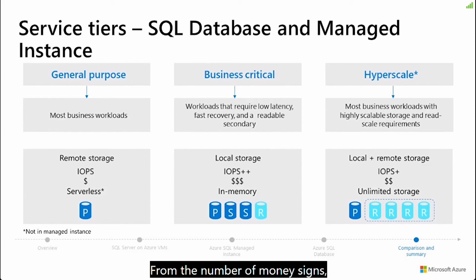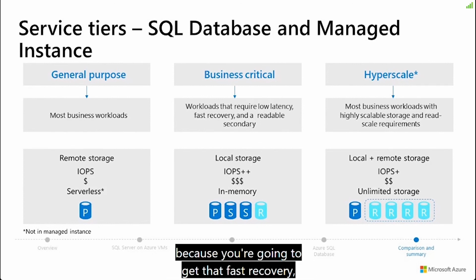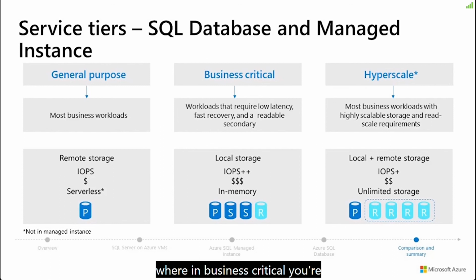From the number of money signs, I tried to do this like you would in a rating app for a restaurant. Business critical is going to be your most expensive option because you're going to get that fast recovery and that always on availability group behind the scenes. Hyperscale is going to fall in between general purpose and business critical for the most part. And it uses a combination of local and remote storage, where in business critical, you're all local, and in general purpose, you're mostly all remote.